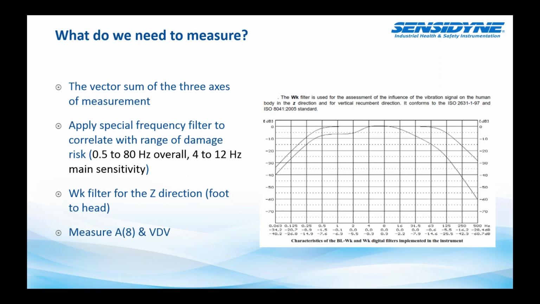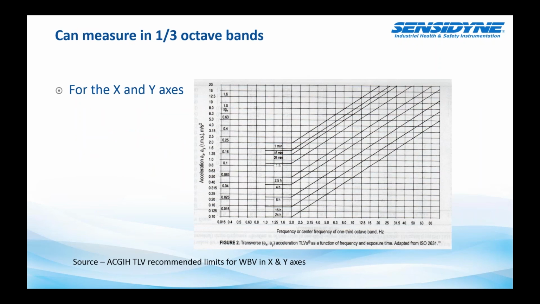Frequency measurements are important here in whole body measurements, and the ACGIH TLV limits specify the different frequencies in 3rd octave bands that we take with an instrument and then plot against these time exposure curves. This is the X and Y axis set of exposure curves. This is the Z-axis set of exposure curves with the different frequency sensitivities that we saw before.